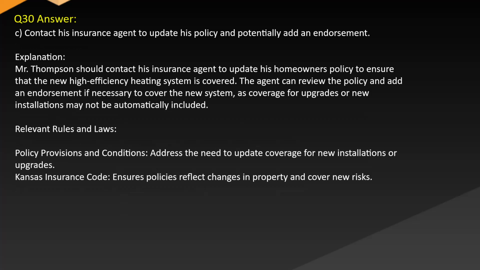Answer: C. Contact his insurance agent to update his policy and potentially add an endorsement. Explanation: Mr. Thompson should contact his insurance agent to update his homeowner's policy to ensure that the new high-efficiency heating system is covered. The agent can review the policy and add an endorsement if necessary to cover the new system, as coverage for upgrades or new installations may not be automatically included. Relevant rules and laws. Policy provisions and conditions address the need to update coverage for new installations or upgrades. Kansas Insurance Code ensures policies reflect changes in property and cover new risks.